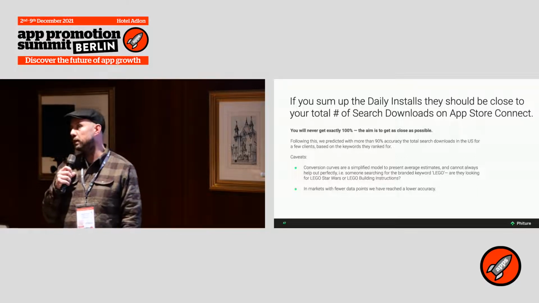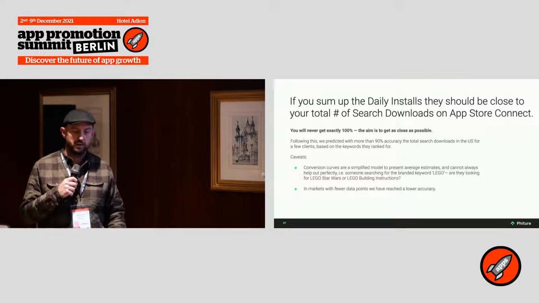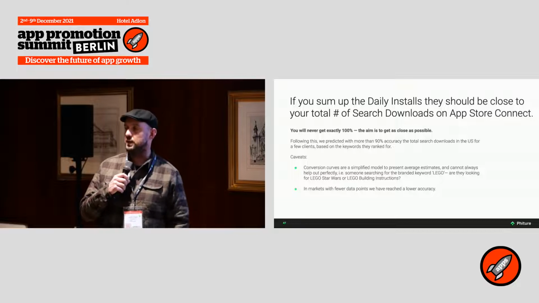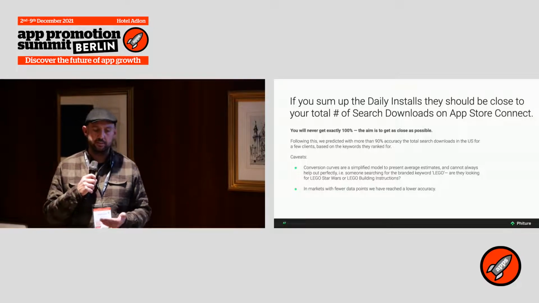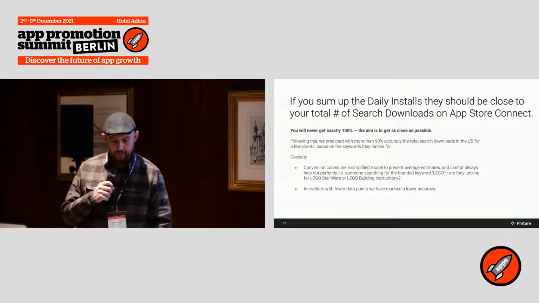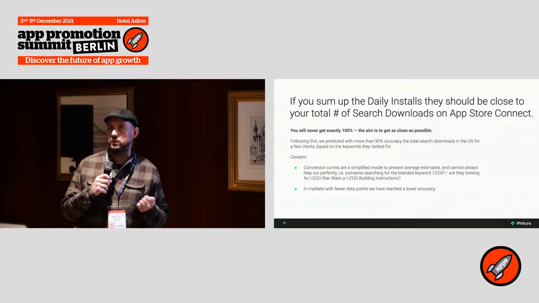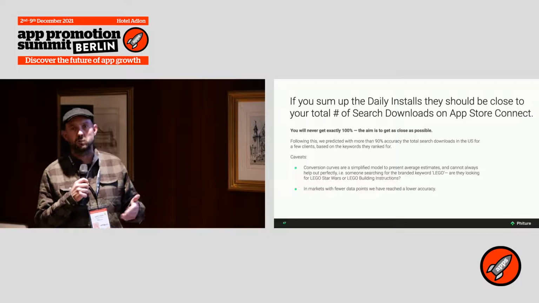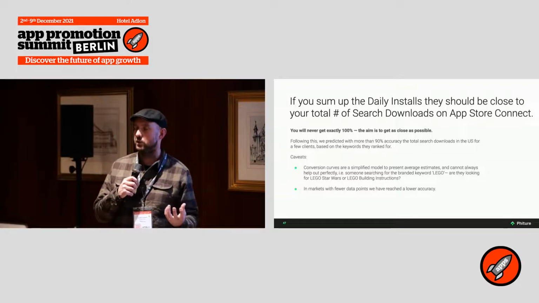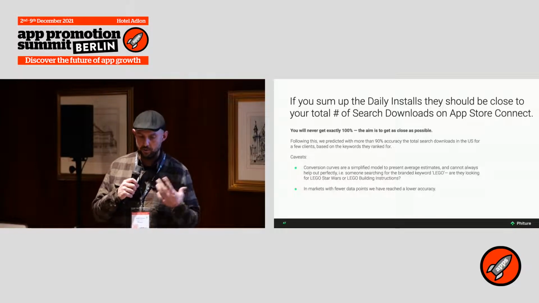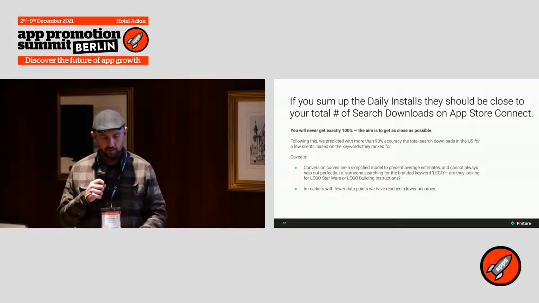So we expect this number to never be 100%, because we are making a lot of assumptions in our model here. But we actually were able to predict with 90% accuracy, for a lot of our US clients, the number of downloads that they were actually going to get from search. Two caveats, like I said before, it's a very simplified model. We have 2 conversion curves, one for brand, one for generic. But what if it's a branded search like Lego and people see 10 different Lego search results? Which one are they going to convert for? It's an estimate there.